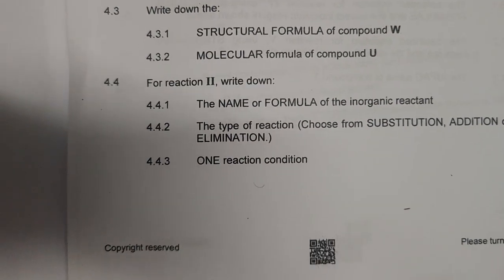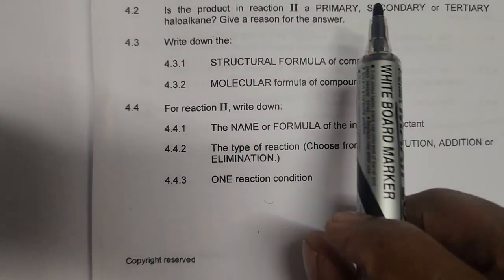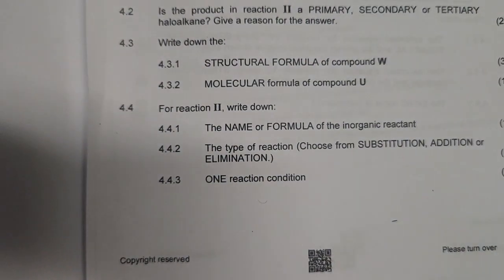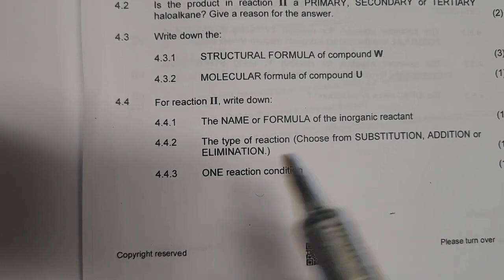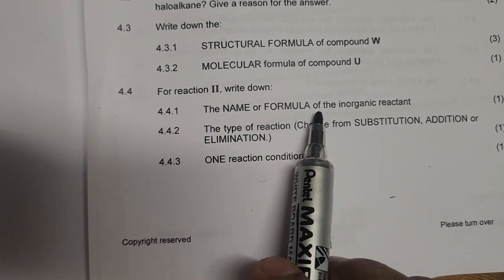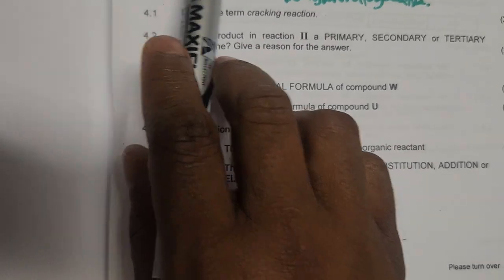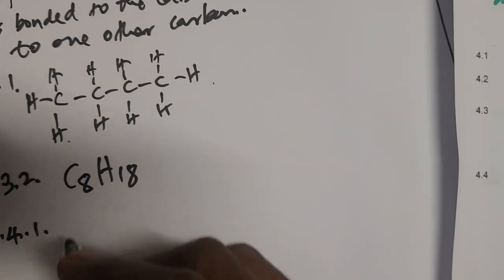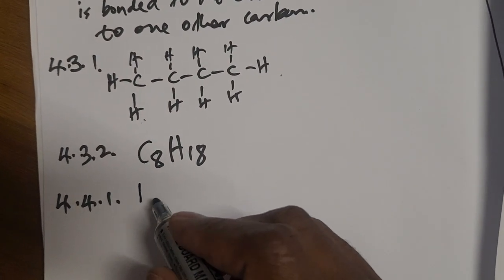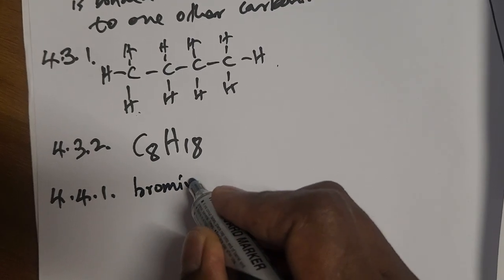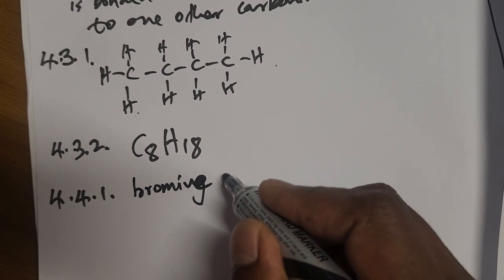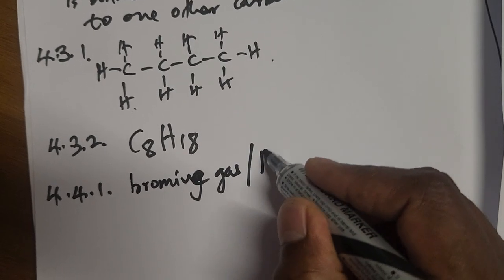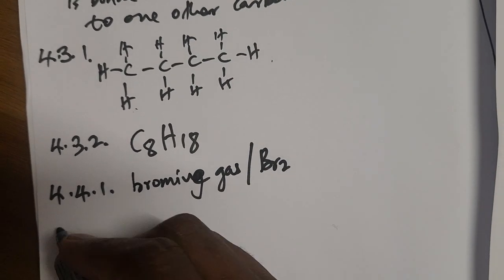4.4.1. Let's go and see. According to this question, they say for reaction 2. Reaction 2, remember, is the one that we said is a substitution, and we're adding bromine there. Name or formula of inorganic reactant. Oh, very good. We have already analyzed. We said in our analysis that we need bromine there. Fine. Therefore, they say name. So you either write bromine gas, or you write Br2. That will be okay.